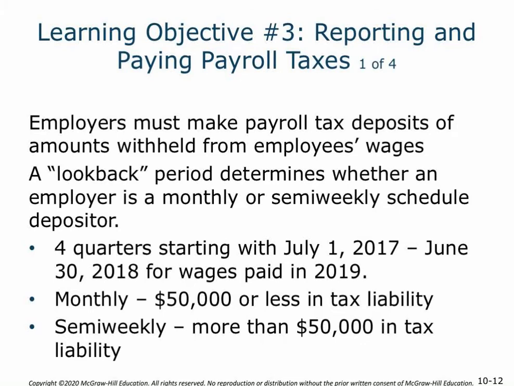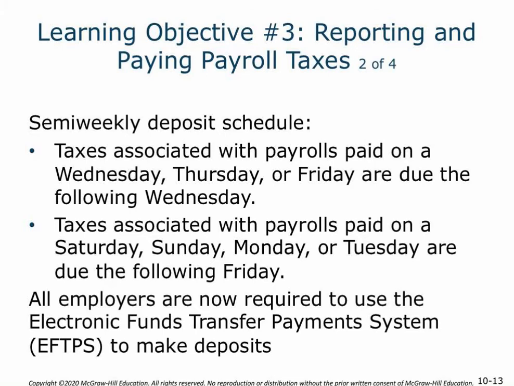Learning objective 3, reporting and paying payroll taxes. So here for employers making payroll taxes and their deposits, to determine the timing of those, we're going to do something called a look back. So we're going to look back 4 quarters in the prior, and if they have $50,000 or less in tax liability, they can be a monthly reporter and make those deposits on a monthly basis. If there's more than $50,000 in tax liability, though, they'll have to do semi-weekly or twice a week for those deposits. So if you are semi-weekly, you're going to be making those deposits on a Wednesday and a Friday.